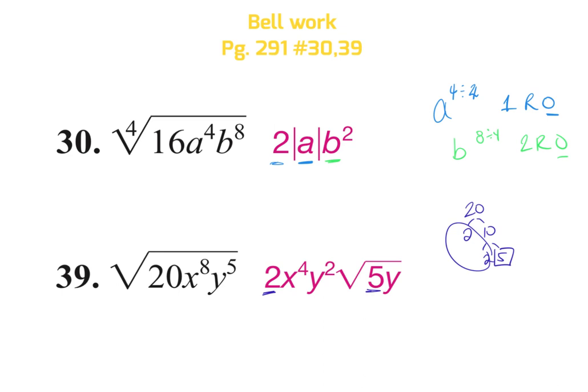For my x's, I'm going to say 8 divided by 2, which is my index. That's 4, remainder of 0. 4 come out, 0 stay in. And then for my y's, I'm going to do the same thing. I'm going to say 5 divided by 2. That is 2 with a remainder of 1. 2 y's came out, 1 y stayed in.